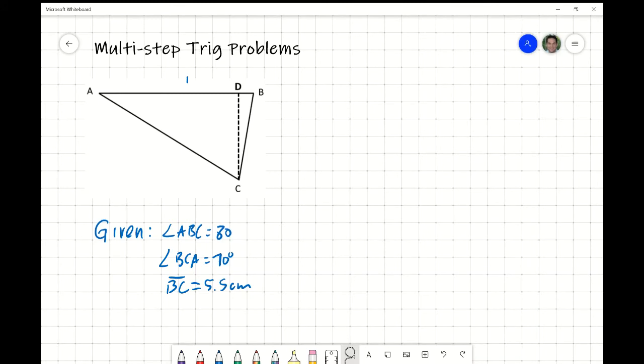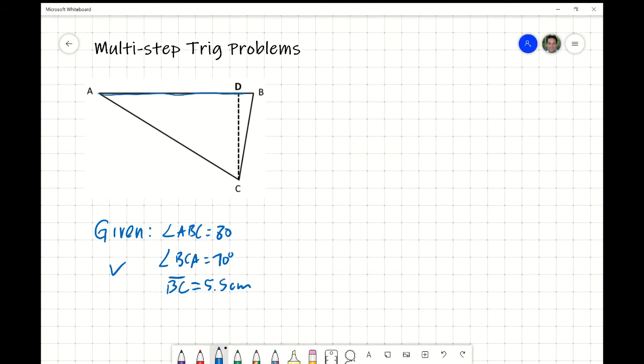Let's go through this multi-step trig problem. We're going to take this given information down here and put it on the graph, and figure out what all the missing sides and angles are, and then we're going to calculate the area of the big triangle.